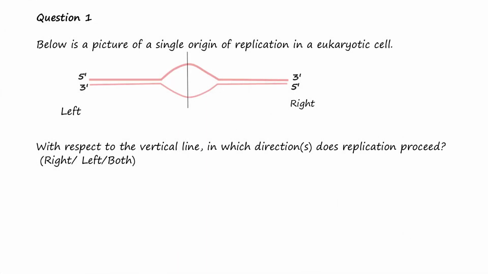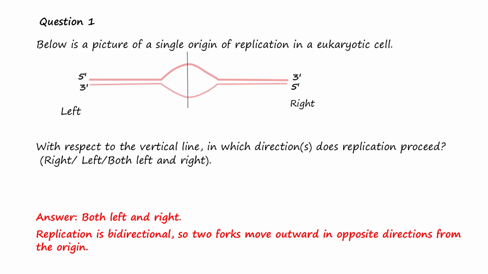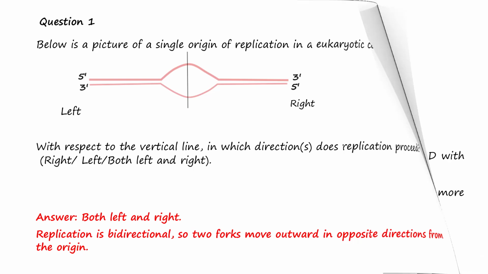Question 1. A picture of a single origin of replication in a eukaryotic cell is shown. With respect to the vertical line, in which direction does replication proceed? Left, right, both left and right. Answer: both left and right. Replication is bidirectional, so two forks move outwards in opposite directions from the origin.